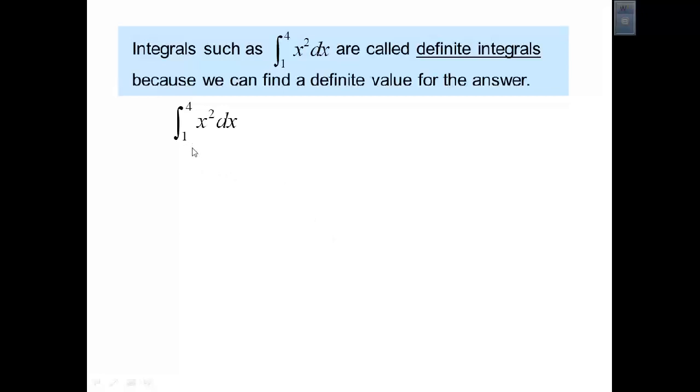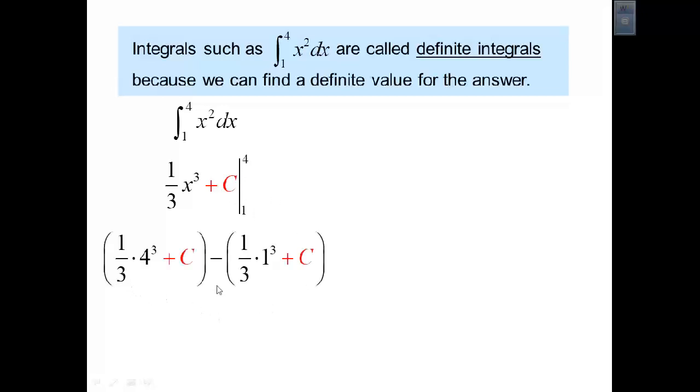Now, we can also use the antiderivative to find that. So what's the antiderivative of x squared? Well, that's going to be 1/3 x cubed plus c. And we're going to evaluate this from 1 to 4. Now, when we put the plus c in there, notice with this one, we put in 4, and we put in 1, and we have c minus c. These are going to cancel out.